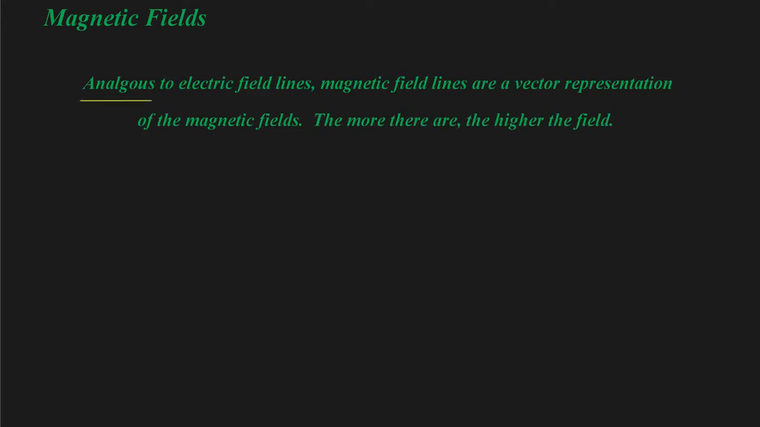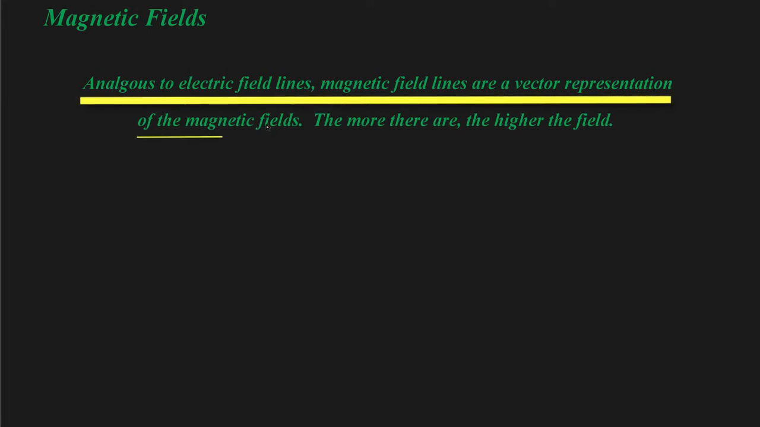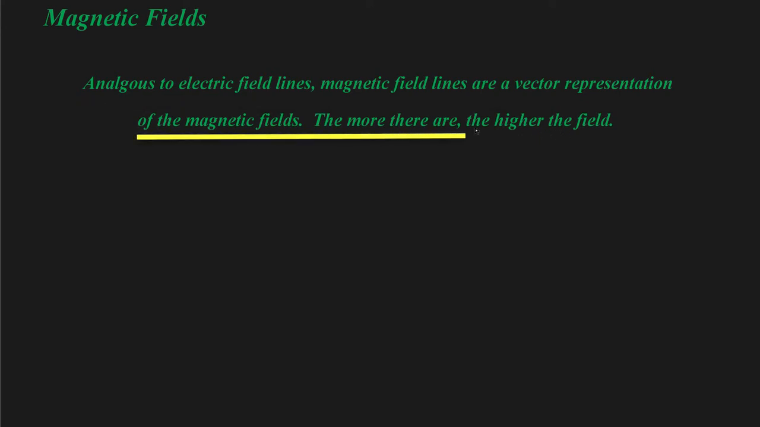Today we're going to be looking at the concept of magnetic fields. What are magnetic fields? If you remember, we discussed electric fields when discussing electric force. And analogous to the electric field lines, we have magnetic field lines that are vector representations of the magnetic fields. Okay? The more they are, the higher the field; the closer they are, the higher the magnetic field.